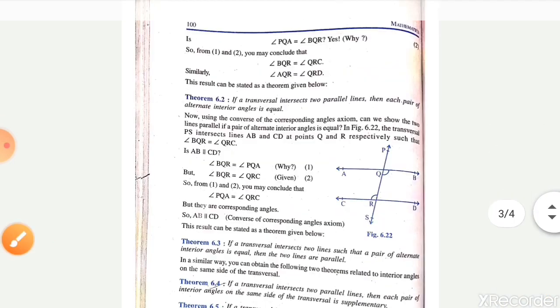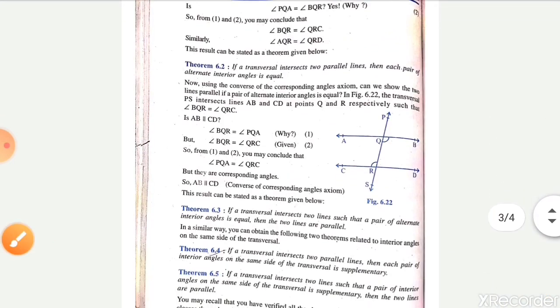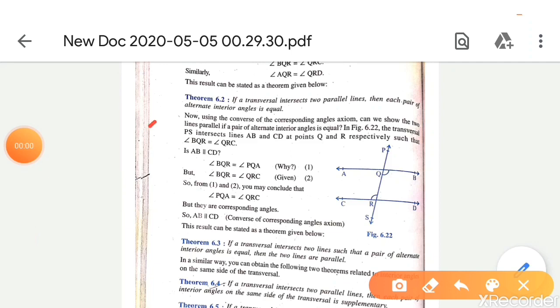Okay. Now here you see theorem 6.2. If a transversal intersects two parallel lines, then each pair of alternate interior angles is equal. So this PS is a transversal to this AB and CD line. Each pair of alternate interior angles is equal, so this angle and this angle will be equal. Again you see alternate interior angles, this angle and this angle will be equal.